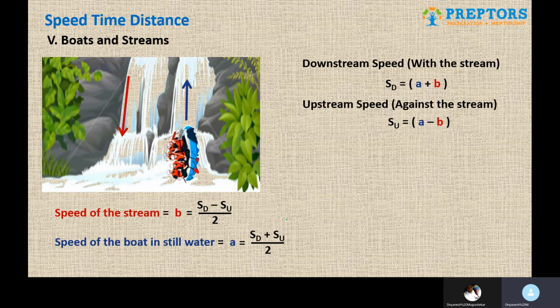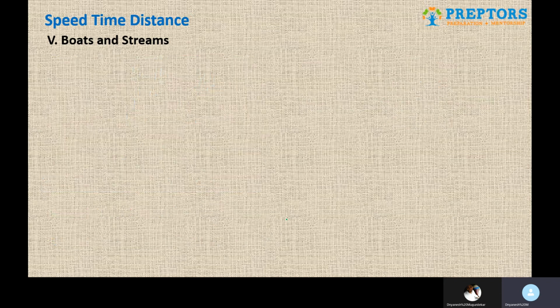Now how you should ideally interchange between the scenarios is that if you observe trains, that means basically the relative speed scenario, at that time we said that same direction we should subtract, opposite direction we should add. Here it is exactly the opposite. Here in the same direction we add and in the opposite direction we subtract. So you understand very clearly that trains or relative speed is opposite of boats and streams.